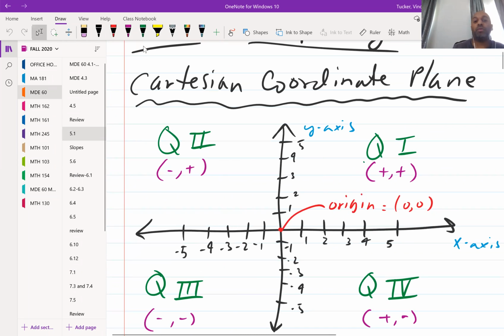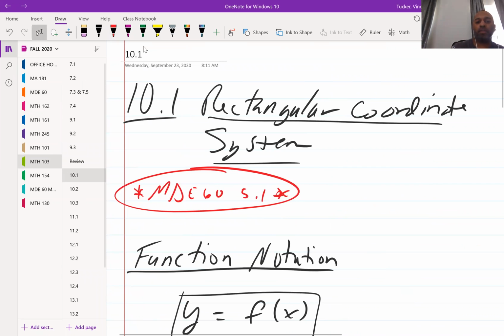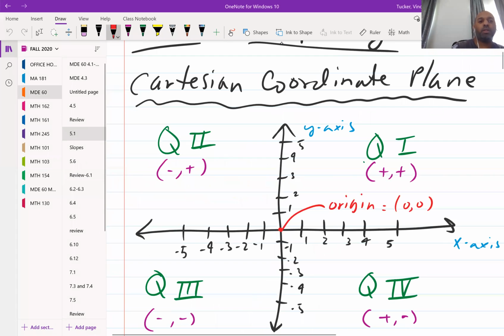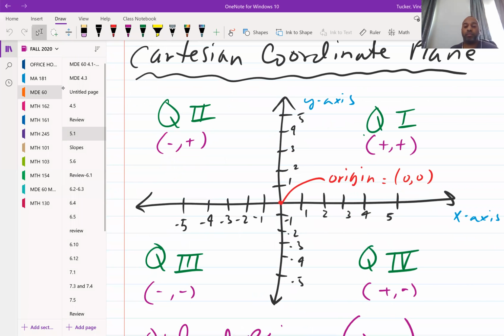All right, so 10.1 is the rectangular coordinate system. If you just need to see that title, it's right here: rectangular coordinate system. And let me go back. So we're starting off with the Cartesian coordinate plane. Basically, we're looking at graphing.